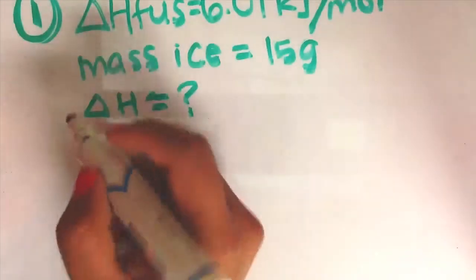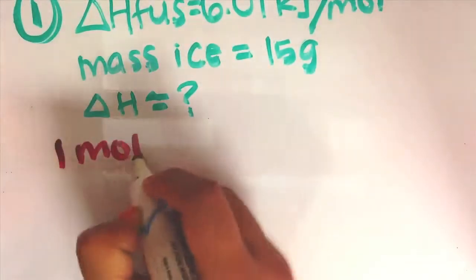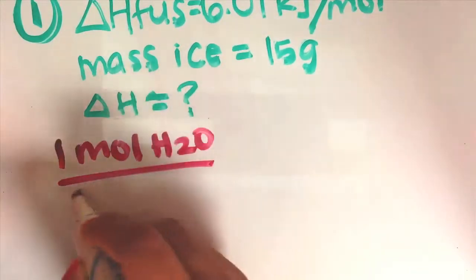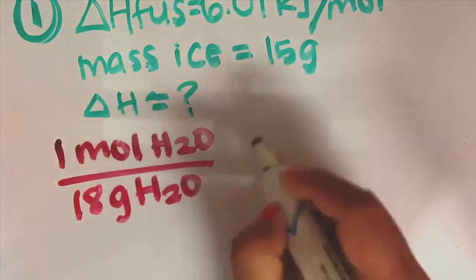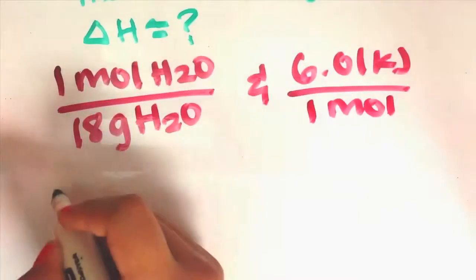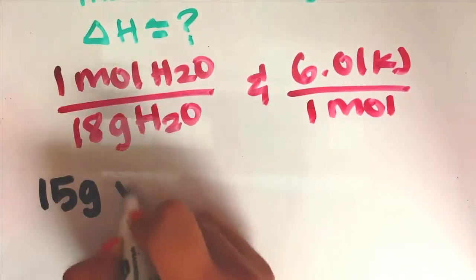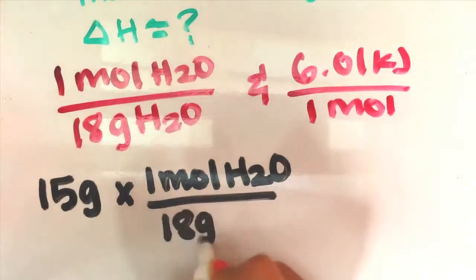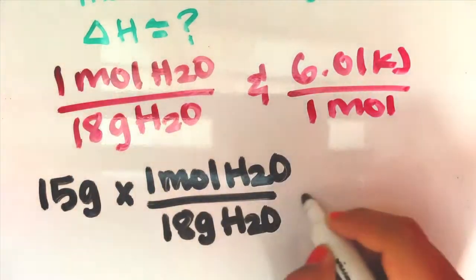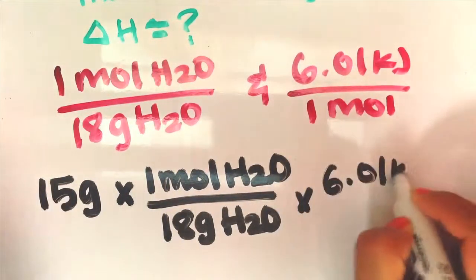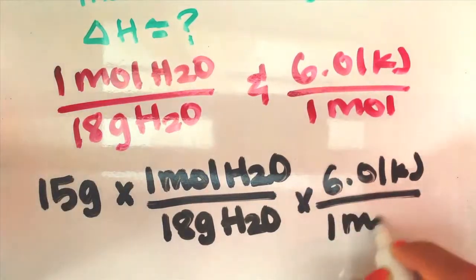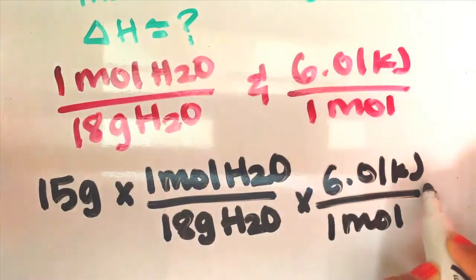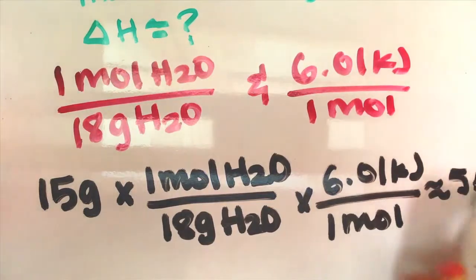First, we need to convert the 15 grams of ice into moles by doing dimensional analysis. 1 mole of ice is the same as water, which is 18 grams. 15 grams divided by 18 grams per mole is about 0.83 moles. Then you would multiply this by 6.01 kilojoules per mole to find the amount of heat required in kilojoules. The answer would be about 5 kilojoules since the moles would cancel out.